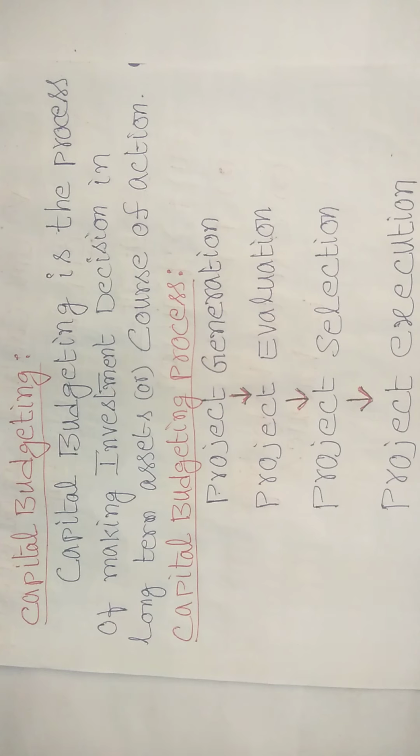In the same way, in a company also, the total capital should be invested in different projects to get profits in the future. That is known as capital budgeting. Now let me tell the definition of capital budgeting. Capital budgeting is the process of making investment decisions in long-term assets or a course of action. That means a capital amount which is incurred today with the expectation of bringing benefits over a period of time.